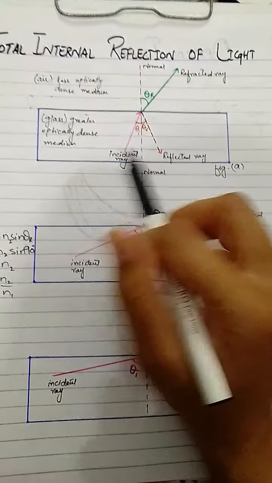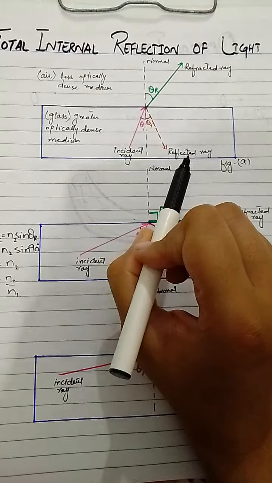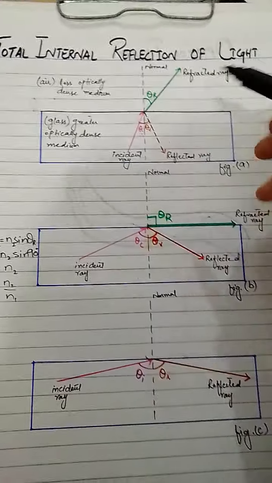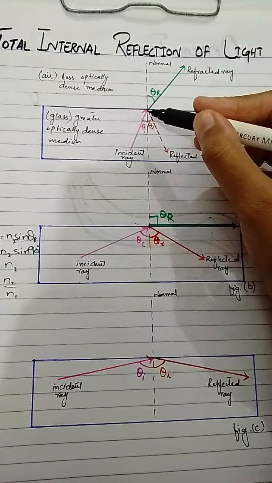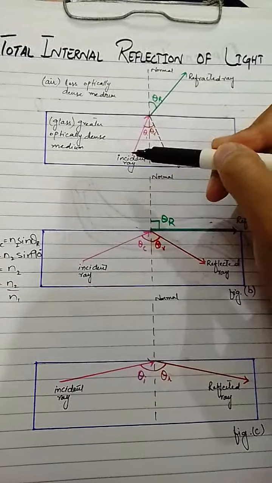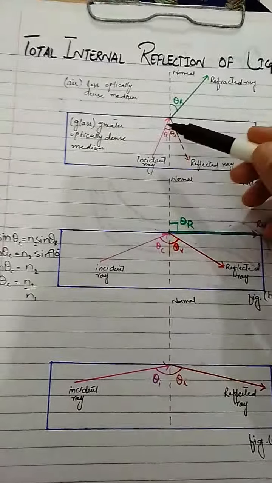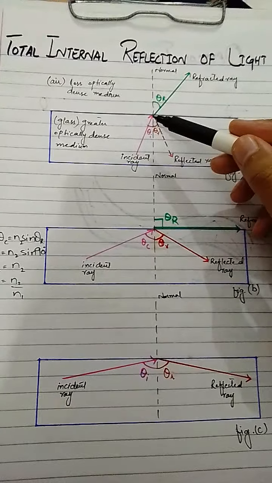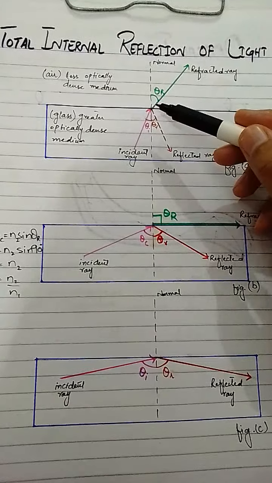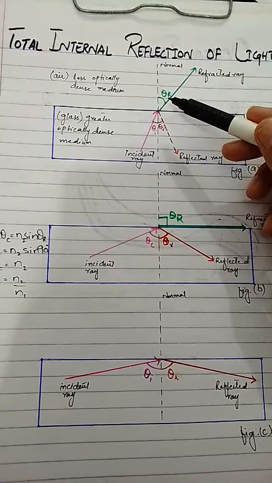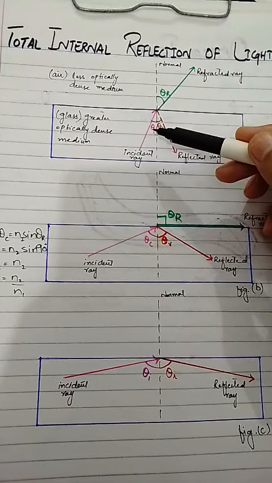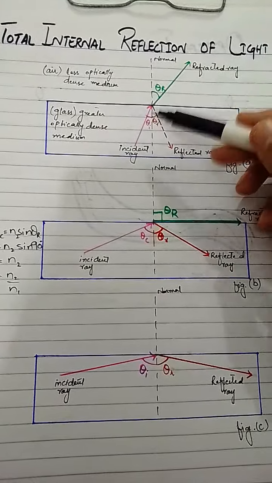Okay. First we will consider this figure. This is a very basic figure for refraction of light. This is the incident ray after striking the boundary between two mediums. It gets refracted through an angle theta r, which is greater than the angle of incidence. Okay, that's a pretty simple thing.